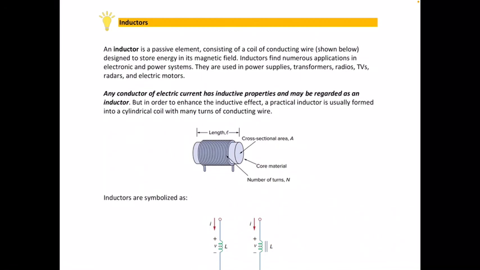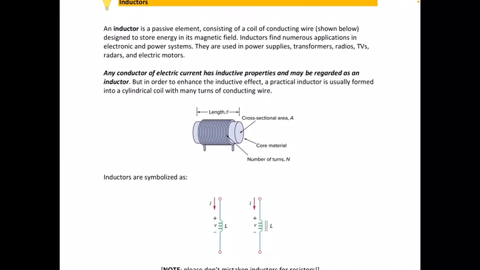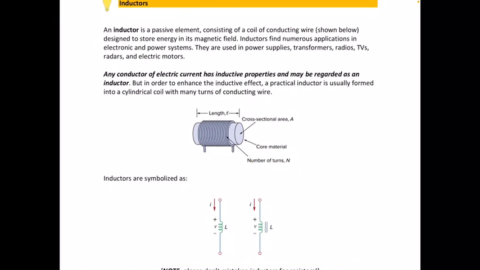Any conductor for electric current has inductive properties and may be regarded as an inductor. So in reality, class, you can create your own inductor by just coiling a wire that has a current in it, a current carrying wire. But in order to enhance the inductive effect, a practical inductor is usually formed into a cylindrical coil with many turns of conducting wire. So that's it. You can just make your own inductor. That's what it's basically said.